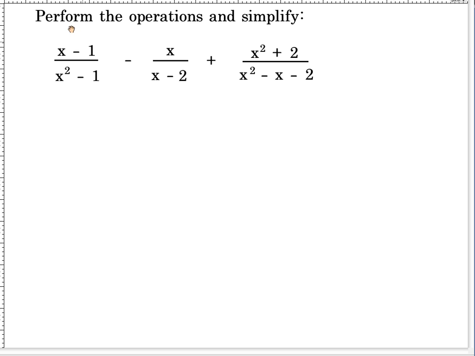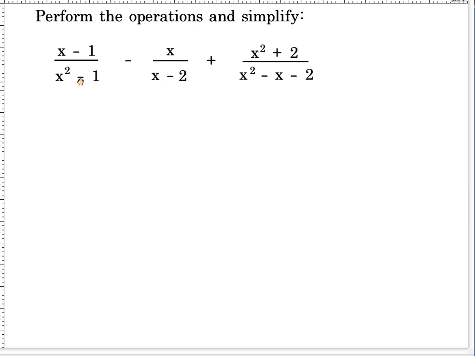Now, the instructions say perform the operations and simplify. Of course, the operations are this subtraction and this addition. And we are going to do that and then simplify the fraction at the end if possible. Now, to add and subtract fractions, you know you have to find a common denominator. And as the way this sits, you really can't see what the common denominator is. That's because we need to do some factoring.